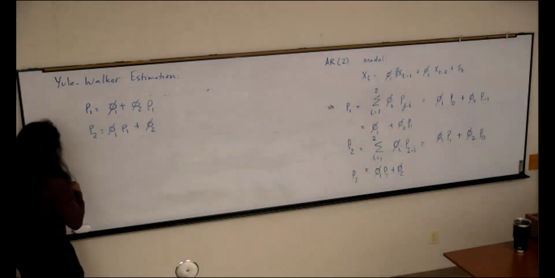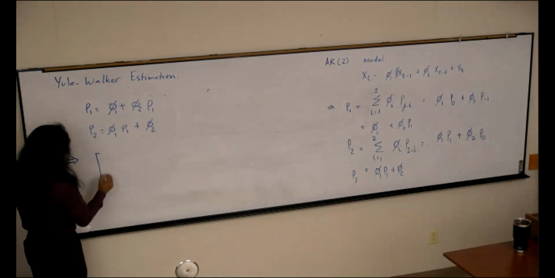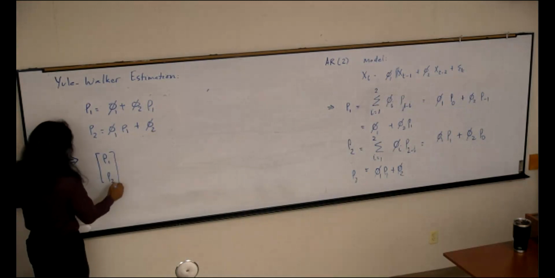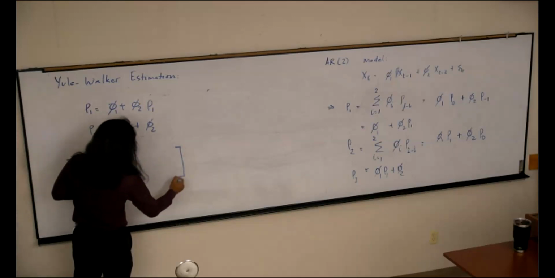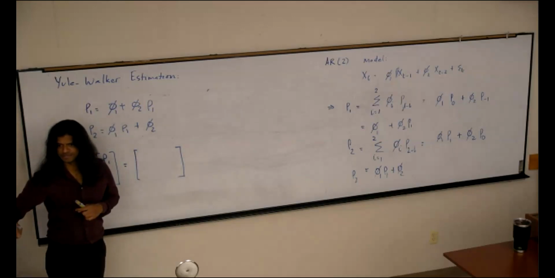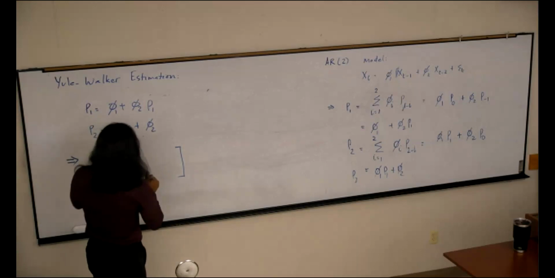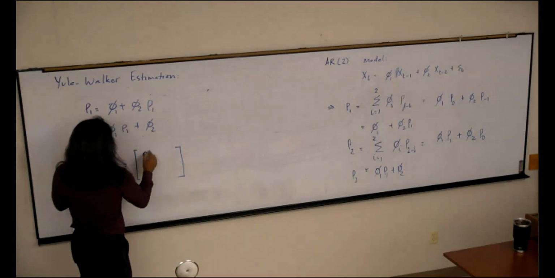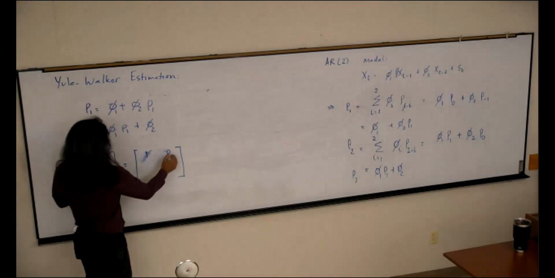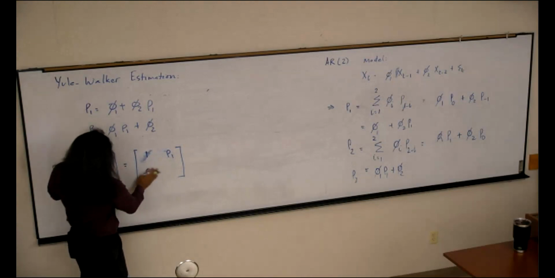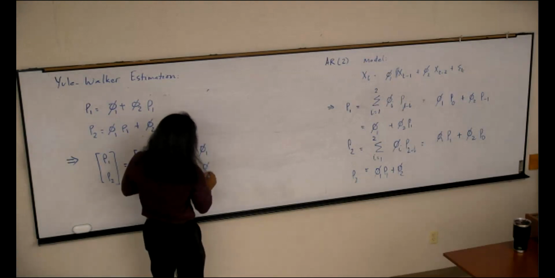Time to connect the dots. I'm going to write this as rho 1, rho 2, a column vector. We do know matrix multiplication. Okay, I'll go over it. So, the matrix with rows 1, rho 1 and rho 1, 1, times the column vector phi1, phi2.